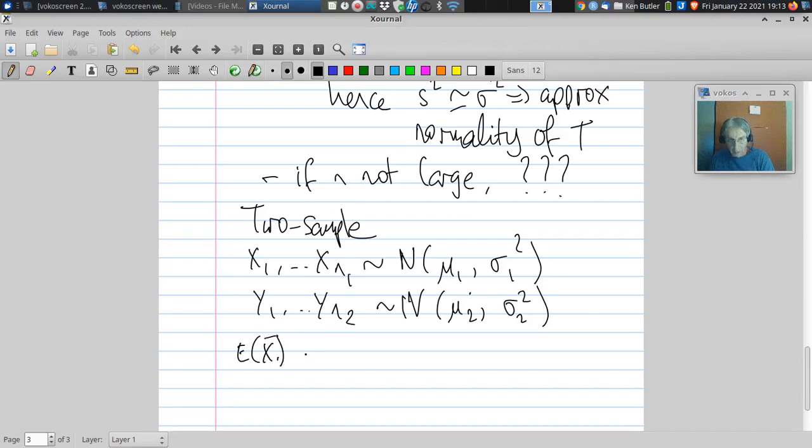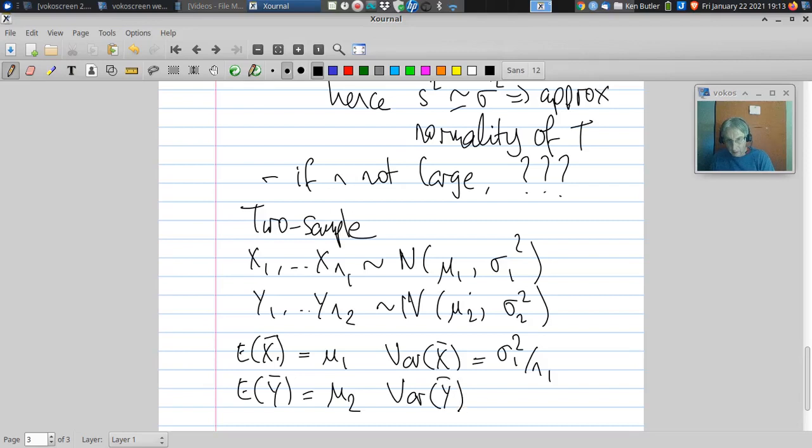We know that x bar has mean mu1, and the variance of x bar is sigma 1 squared over n1, getting all the subscripts right. And then we can say the same thing for y. I didn't call these x1 and x2 because then we would have been overrun by subscripts. So the average of the y's has variance sigma 2 squared over n2.